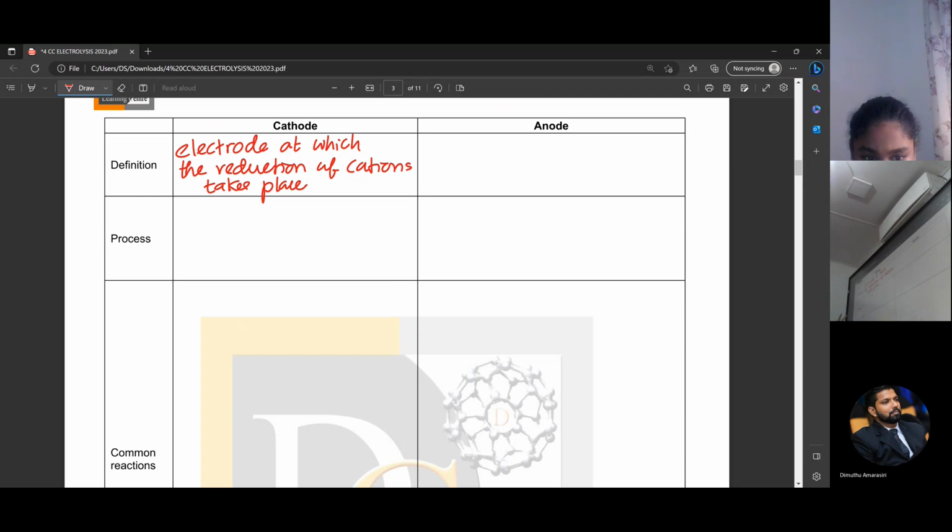Alright. Let's write the process. What is the process that happens at the cathode? It's already there in the definition. But only in detail. Can somebody tell me one statement about the whole process which takes place at the cathode?